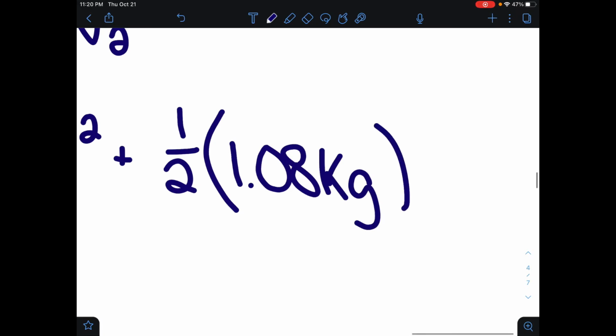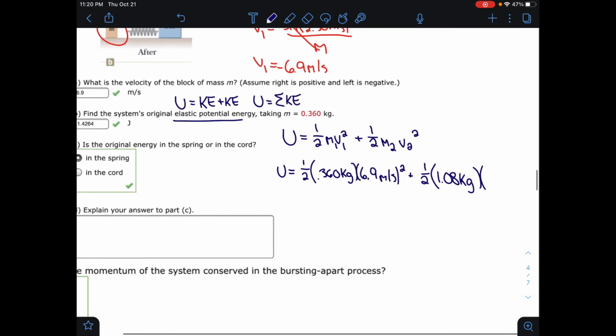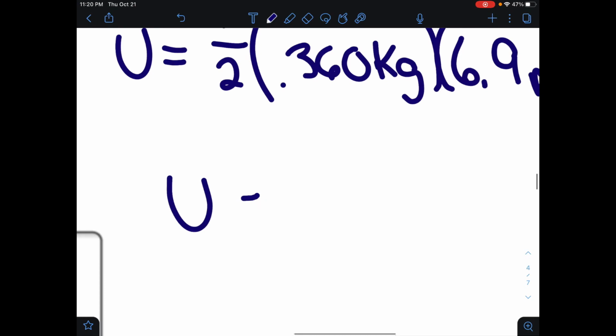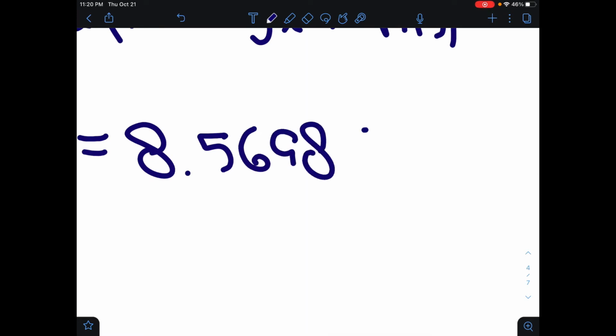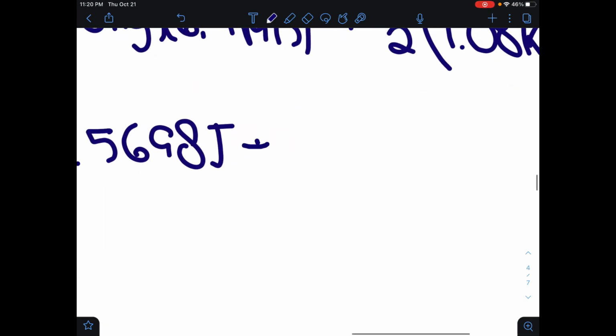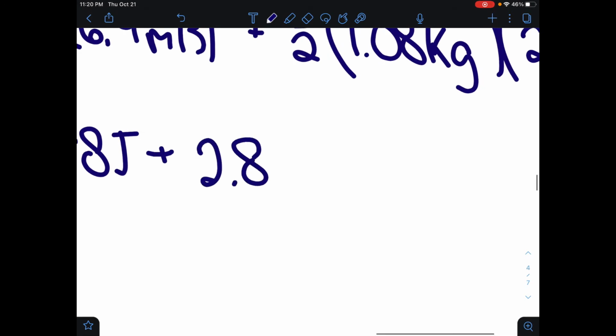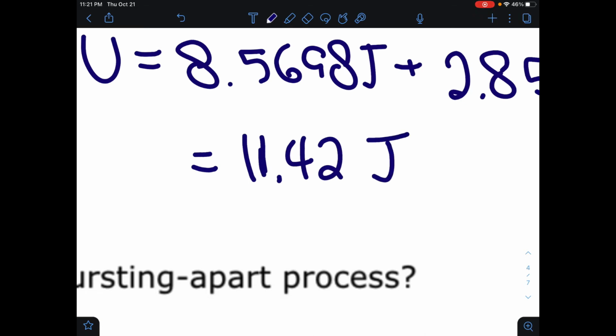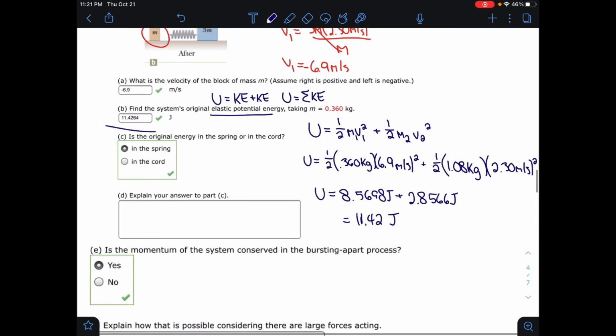By its velocity, which was given to us, which is 2.3 meters per second squared. So U is going to be equal to about 8.568 joules, because it's energy, plus 2.8566 joules, and then that's going to obviously equal 11.42 joules, and that's our answer, 4.4264, depending on how far I go.